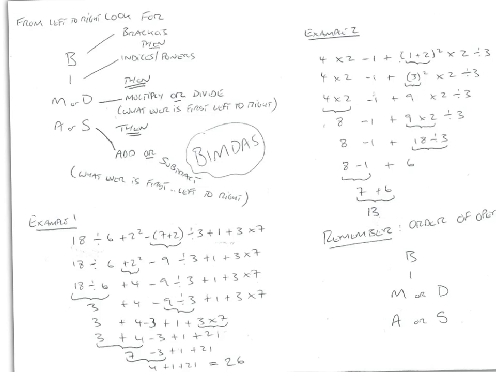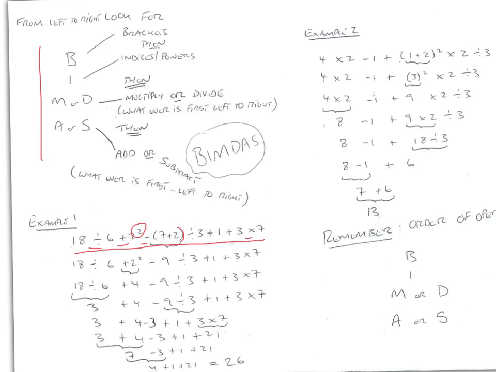Okay, so let's look at BIMDAS, the order of operations we use when we're trying to solve a long sum. When we're trying to solve a long sum like this one here, we can see there are many different operators going on, be they division, addition, subtraction, multiplication, there's brackets, sometimes there's indices. So we need to work with these operators in a specific way each time.